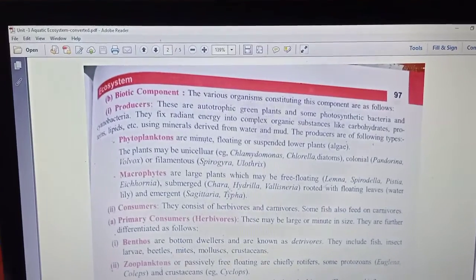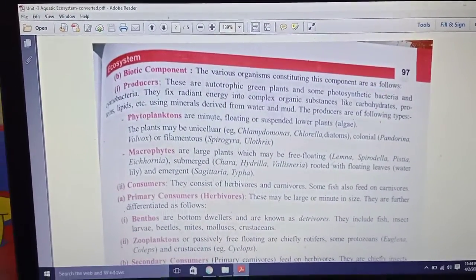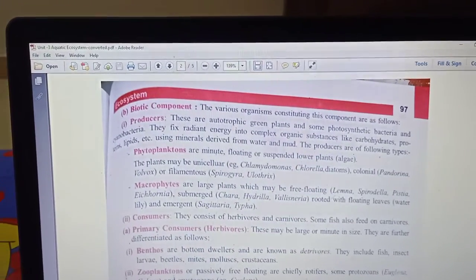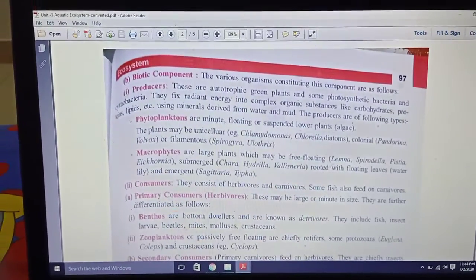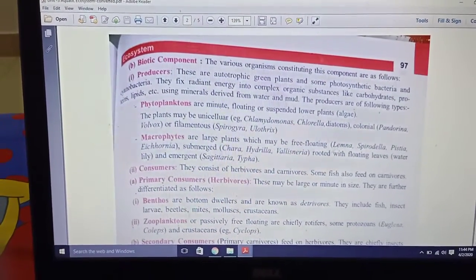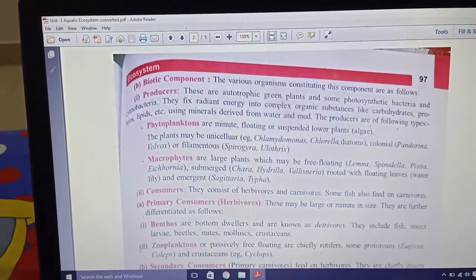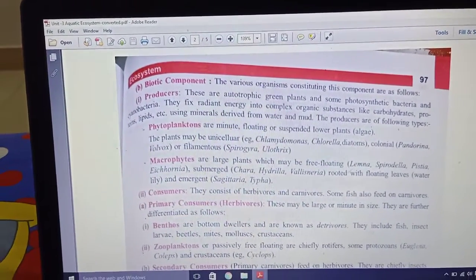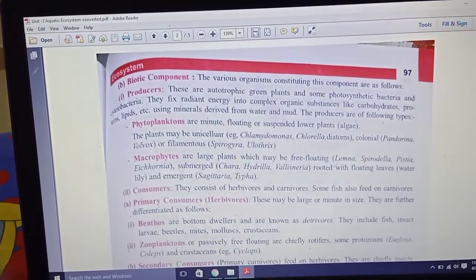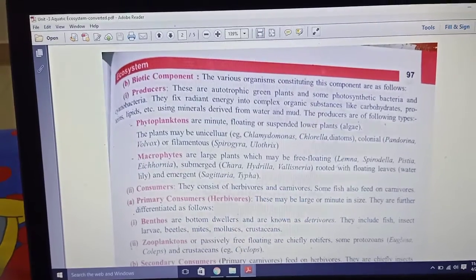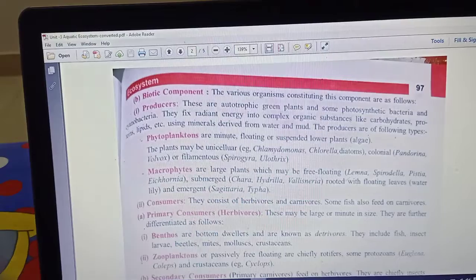Now we are talking about the biotic component. The various organisms constitute this. Again, we will find producers, primary consumers, secondary consumers, and tertiary consumers; this kind of classification you will also find in this particular ecosystem. So we will start with the producers. Autotrophic plants, photosynthetic bacteria, and cyanobacteria: we already heard about these terminologies in our 11th or 12th class.